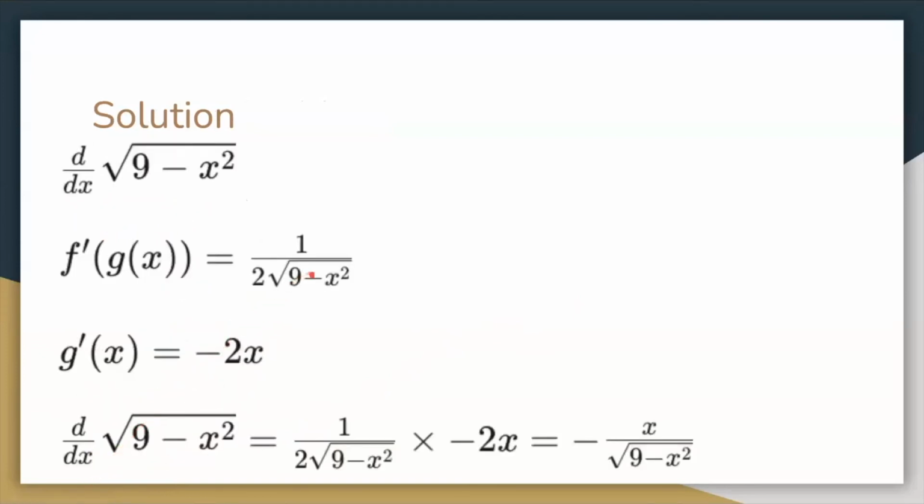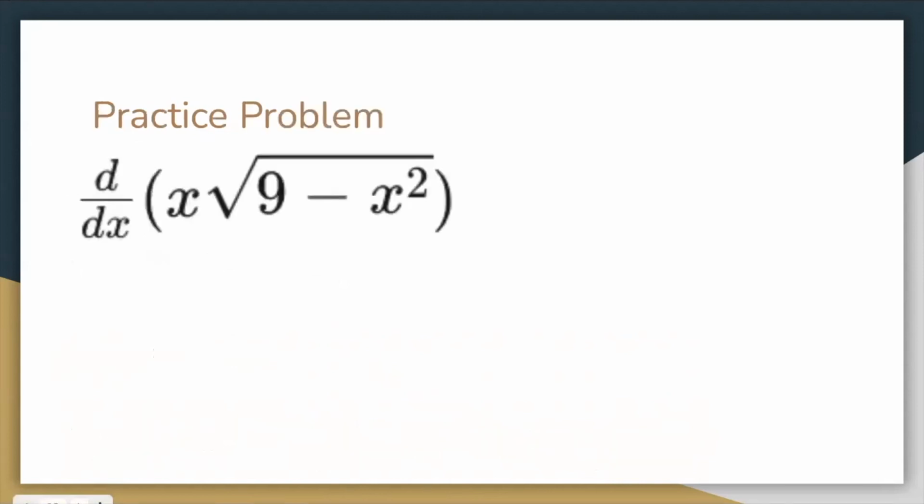All right, so you multiply these two together, and then you'll get that the final answer is negative x over the square root of 9 minus x squared. All right, and then now try this problem. And this problem uses the product rule. We've just determined what the derivative of this function right here is.